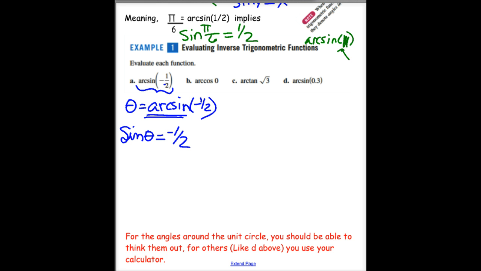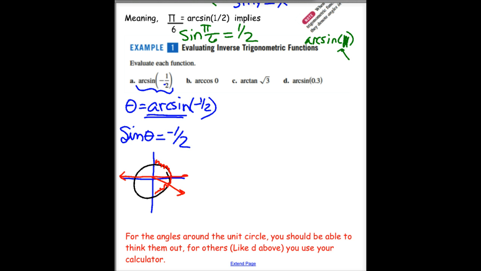So what I'm looking for on my unit circle is what angle has a sine of negative a half. Sine is y, so I know I'm below the x-axis. But because of my domain restriction, I am going to be outputting the angle over here. There's actually two angles, but the one that your calculator will give you and that is more commonly used is this one over here, where the y value is a half. So what angle is that?